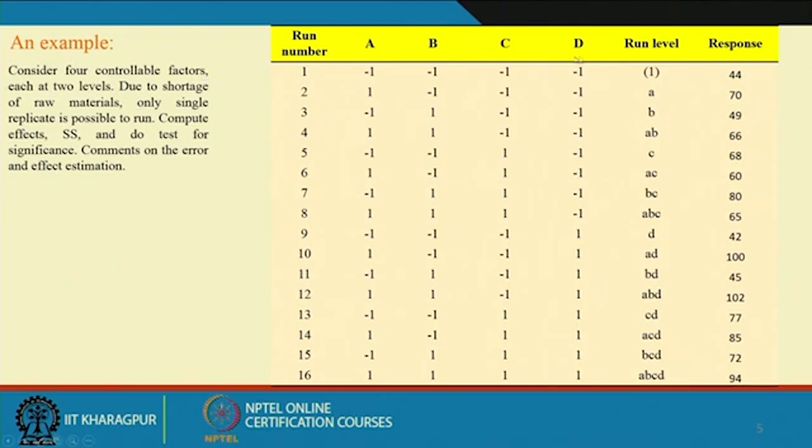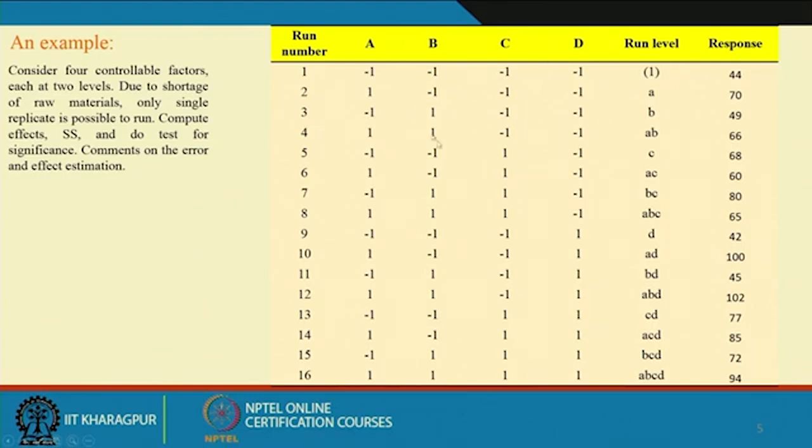That means A, B, C, and D, each at 2 levels. Due to shortage of raw materials, only a single replicate is possible to run. Compute the effects: you are required to compute the effects of A, B, C, D, AB, BC, all those effects.